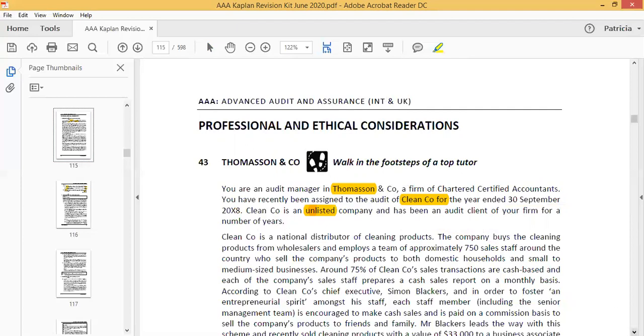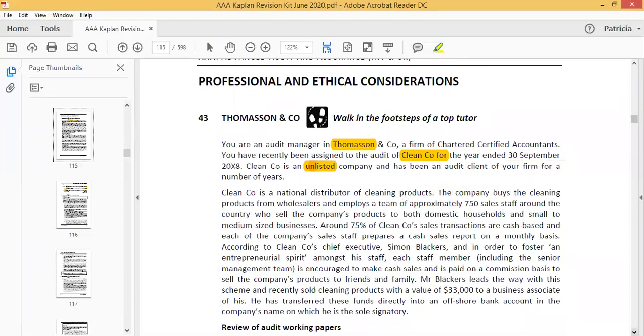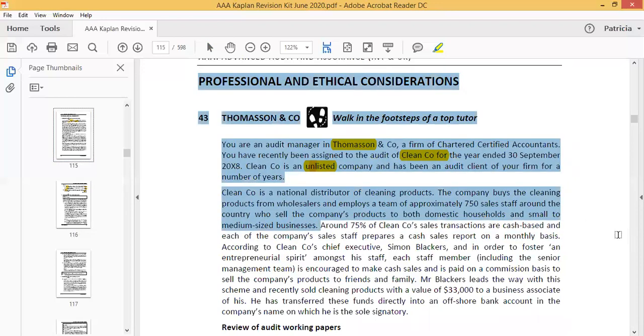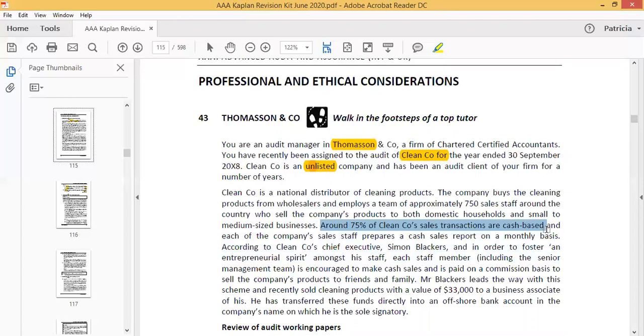CleanCo is a national distributor of cleaning products. The company buys the cleaning products from wholesalers and employs a team of approximately 750 sales staff around the country who sell the company's products to both domestic households and small to medium-sized businesses. Around 70% of the company's sales transactions are cash based, and each of the company's sales staff prepares a cash sales report on a monthly basis.